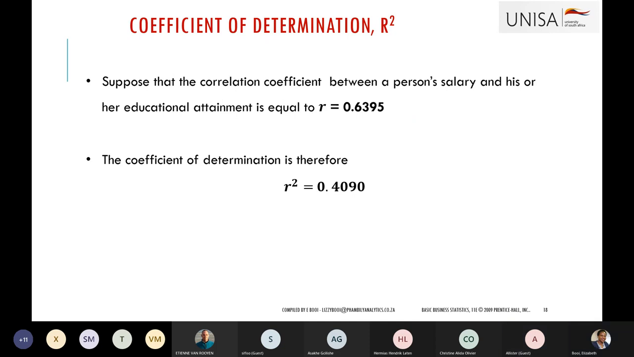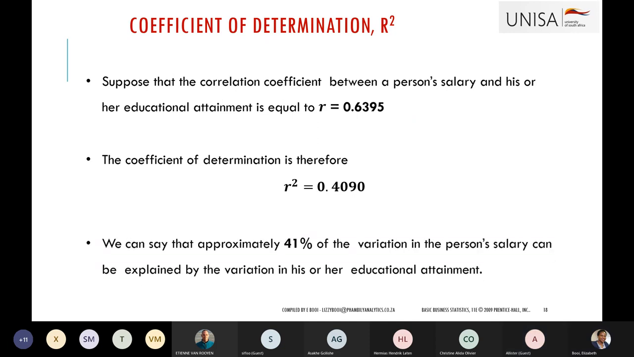And when we interpret it, we can say that approximately 41% of the variation in the person's salary can be explained by the variation in his or her education attainment. And that's how we interpret R squared.